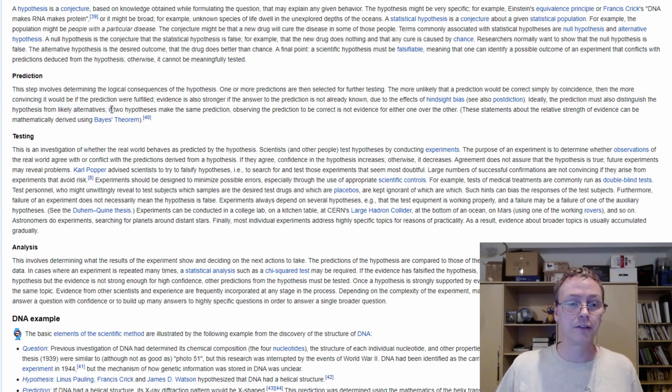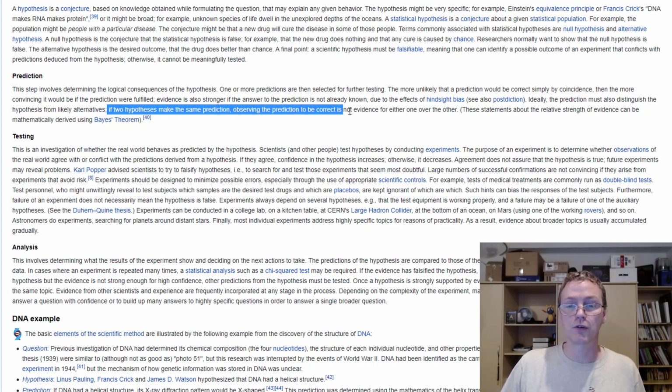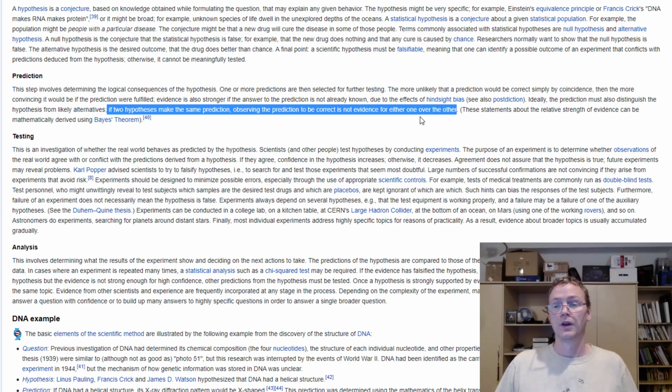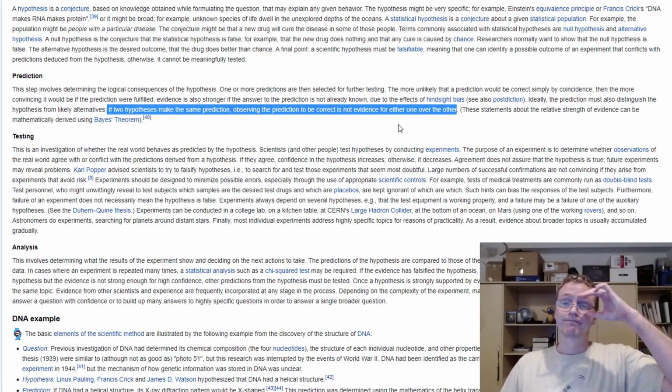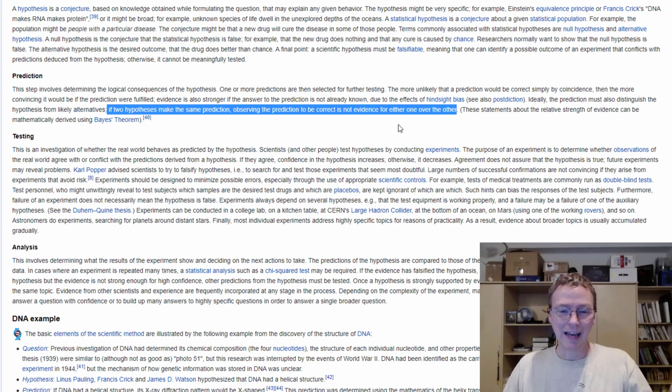If two hypotheses make the same prediction, observing the prediction to be correct is not evidence for either one over the other. So there you go. That's why the Eggsperiment has no value.